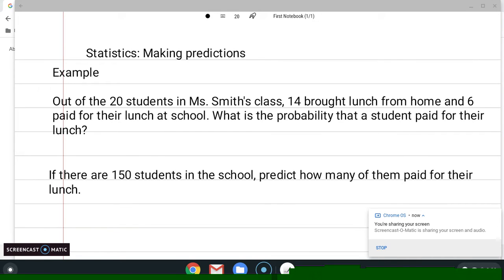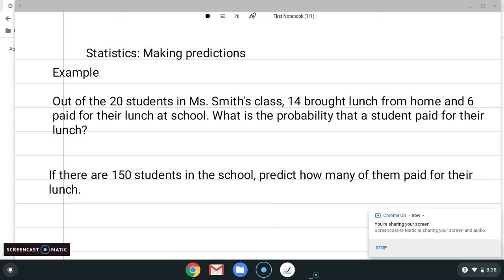Hey guys, welcome back. Today we're going to be talking about statistics, and more specifically, we're going to be talking about making predictions. So you can really use probability when you are making predictions for statistics. So that is why it is often said that probability and statistics kind of go hand in hand. They do relate to one another.